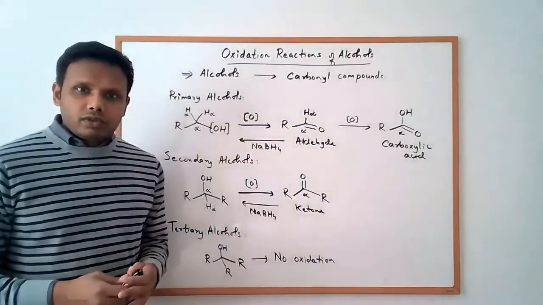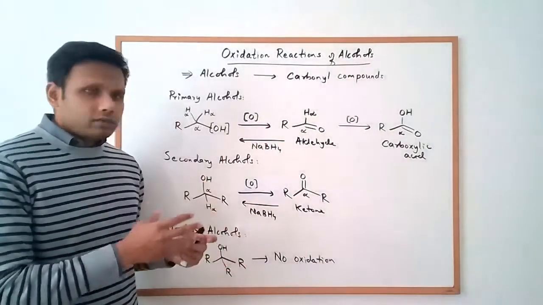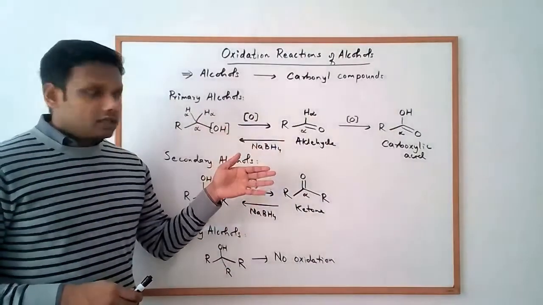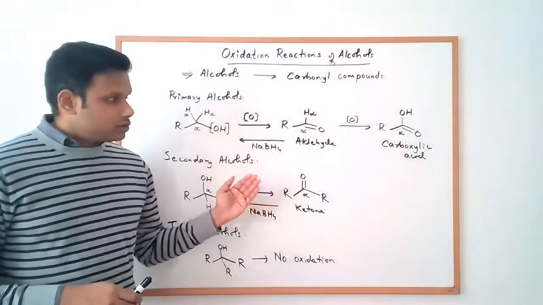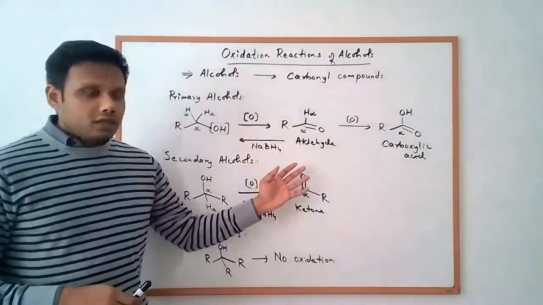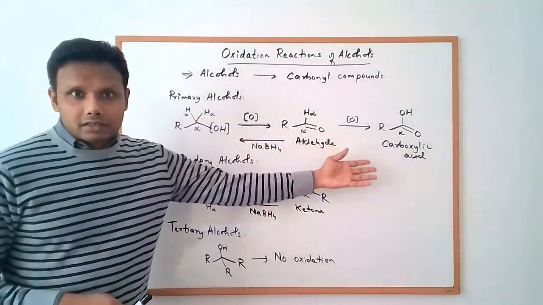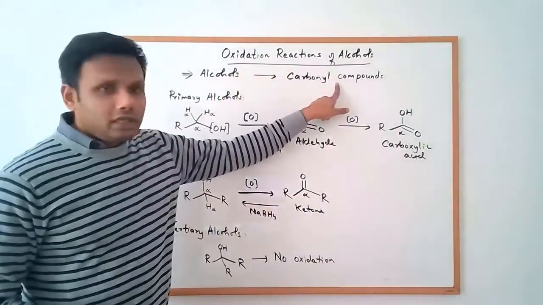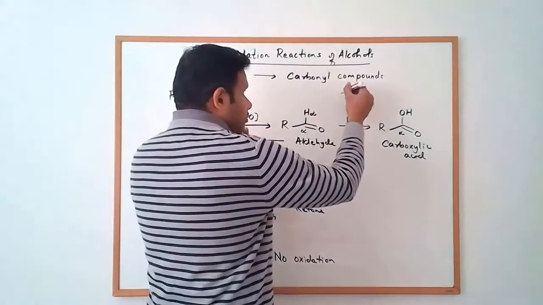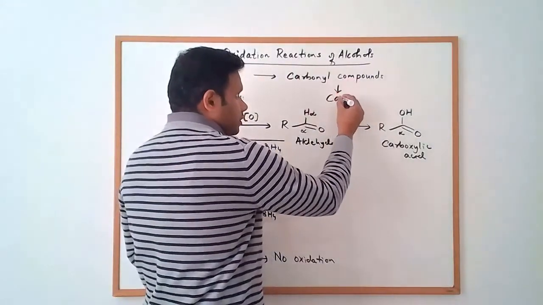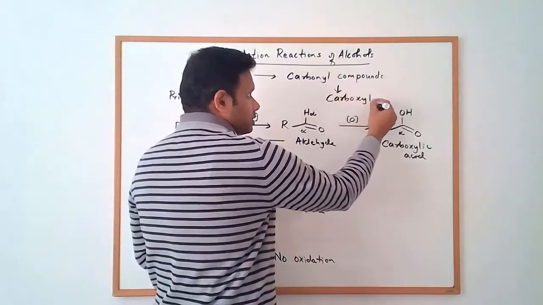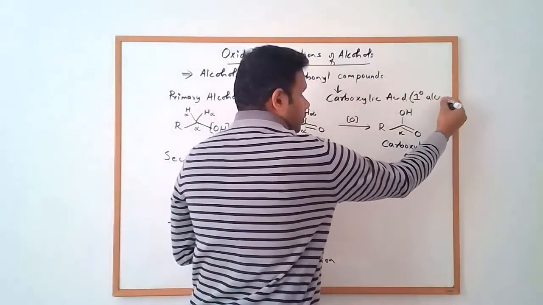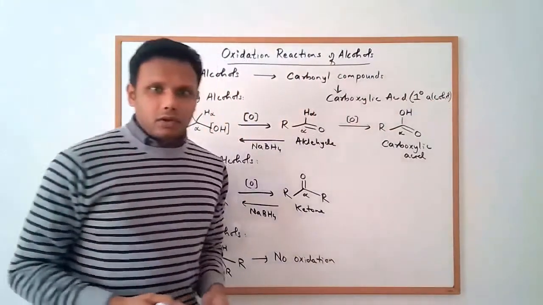In the next video, we will go into the details of some of the reagents that are used for oxidizing primary and secondary alcohols to the corresponding carbonyl compound or to a carboxylic acid further. Okay, so when it comes to a primary alcohol, you get the carbonyl compound, and then the carbonyl compound can be further oxidized to a carboxylic acid. But this is only for primary alcohols.